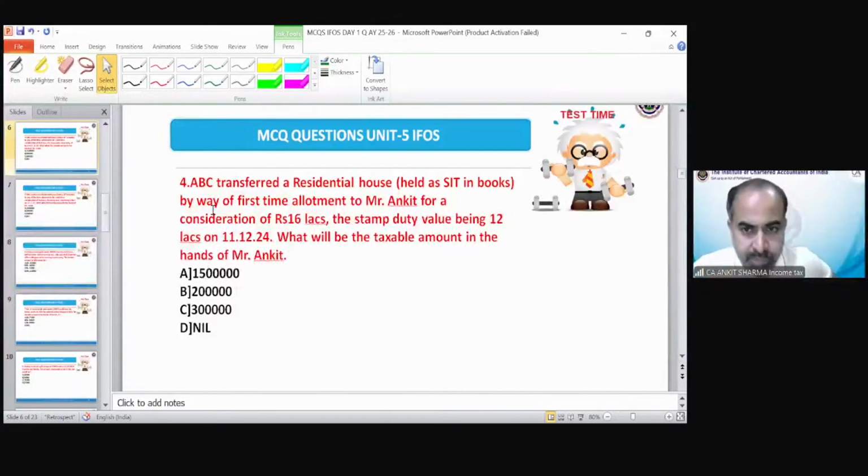Question number 4. Ishan is saying D. Chauhan Tej Prakash saying D. Very good. Nidhi is saying D or nil. Correct. The correct answer is nil because in this case, stamp duty value does not exceed the consideration. So if stamp duty value does not exceed the consideration, then there would not be any income from other source. Well done. Next question.